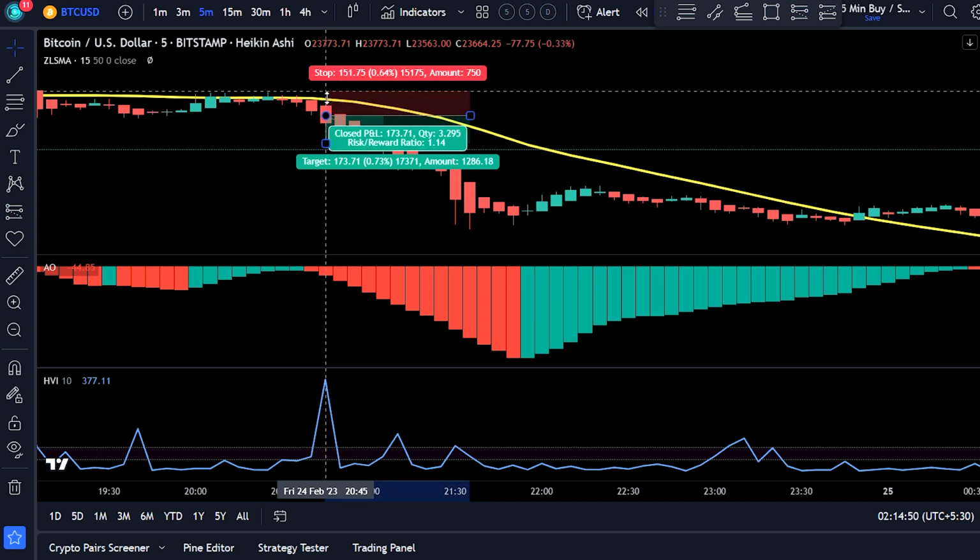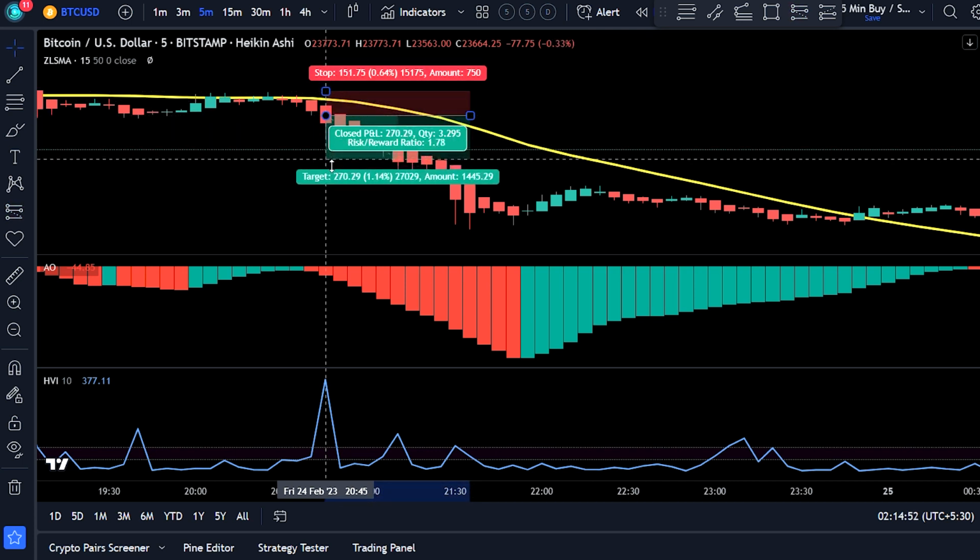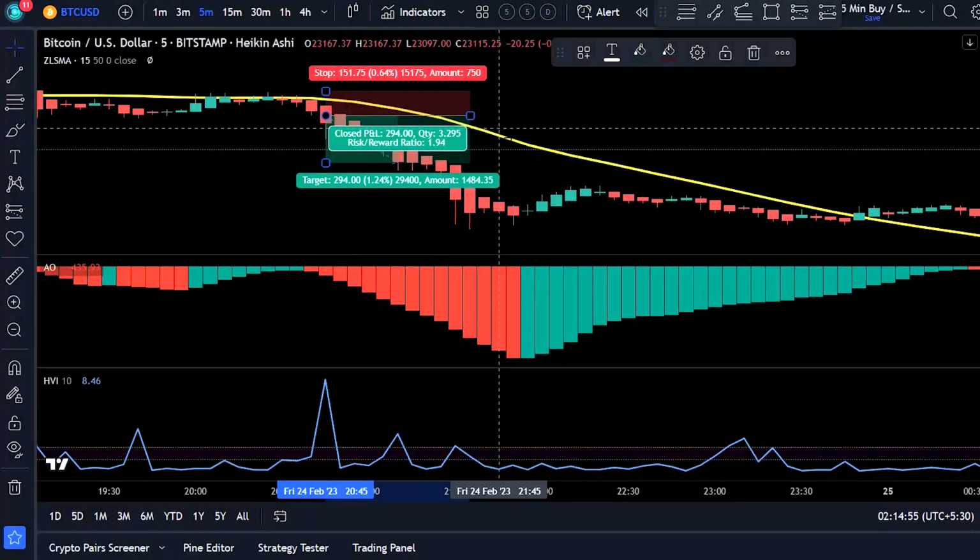Our stop loss will be set at the candlestick the awesome oscillator printed its last green bar on, and a take profit target will be 2 times the risk.